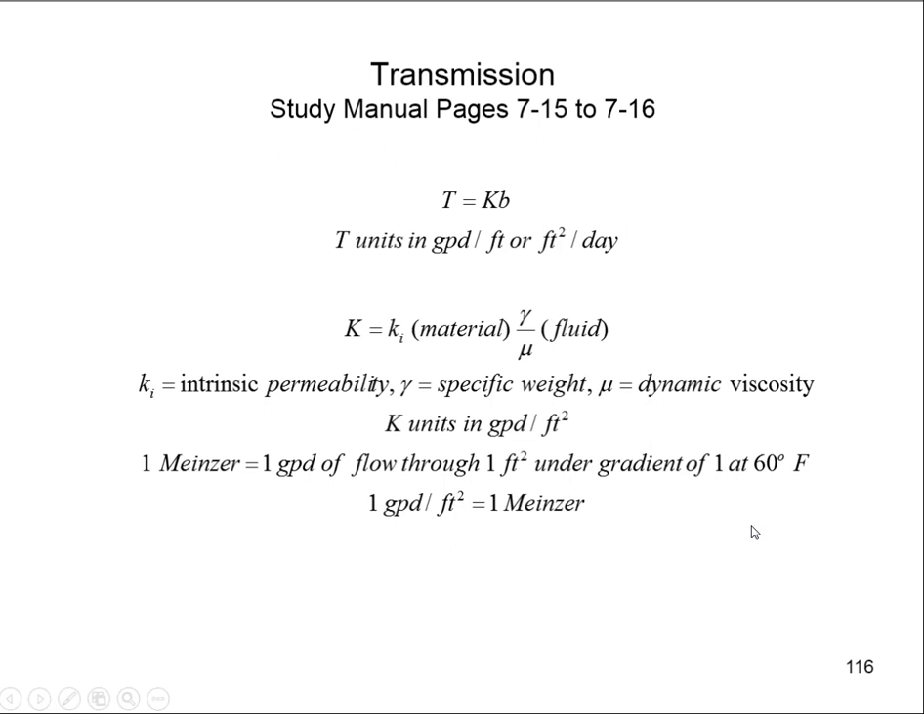Second property of an aquifer is its ability to transmit water. The transmissivity is based upon the hydraulic conductivity K and the saturated thickness B. In our English system, the units can be gallons per day per foot or feet squared per day. This becomes important when we're doing pumping tests, so just tuck that away for now.